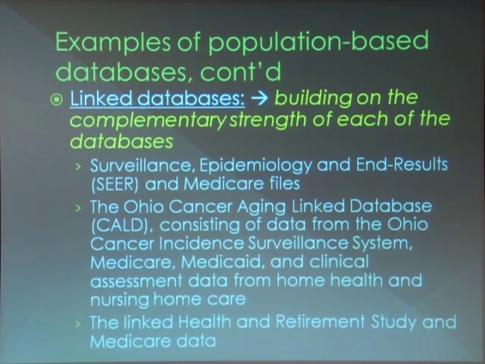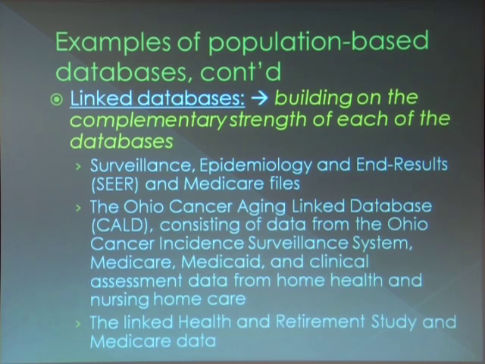Another source that was developed here in-house is the Ohio Cancer Aging linked database. What we did to develop this particular database is to link data from the Ohio Cancer Incidence Surveillance System with Medicare, Medicaid, as well as clinical assessment data from home health care and nursing home care. There's some very interesting data in the clinical assessment data from home health care, as well as from the nursing home care database, and it allows us to better characterize our patient population, something that we cannot easily do with claims data.